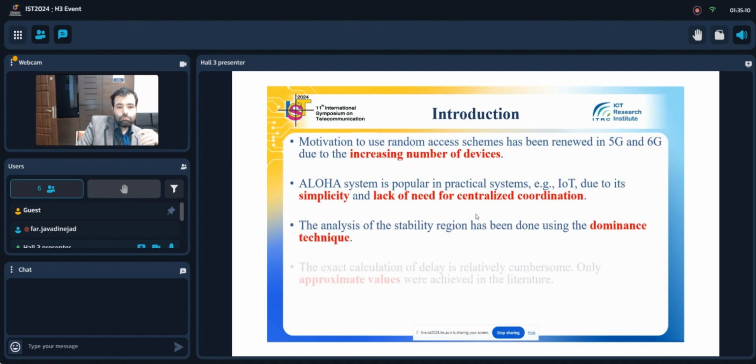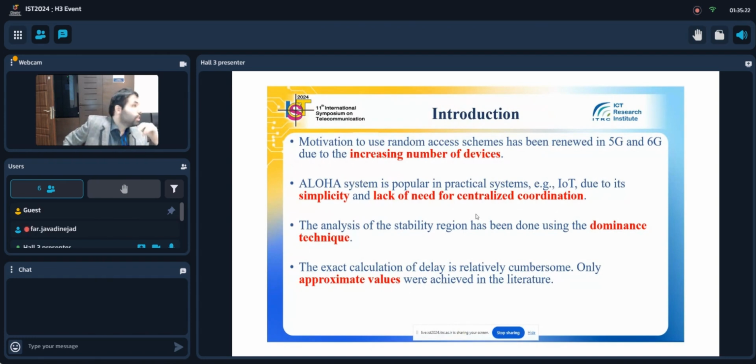The use of protocols like ALOHA, which are random access protocols, has gained another motivation in 5G and 6G networks due to the increasing number of devices in these networks. ALOHA is one of those systems which is really useful in practical systems, especially IoT devices, because of its simplicity and effectiveness and a lack of the need for centralized coordination. But despite this popularity, the exact analysis of these protocols has always been a challenge.